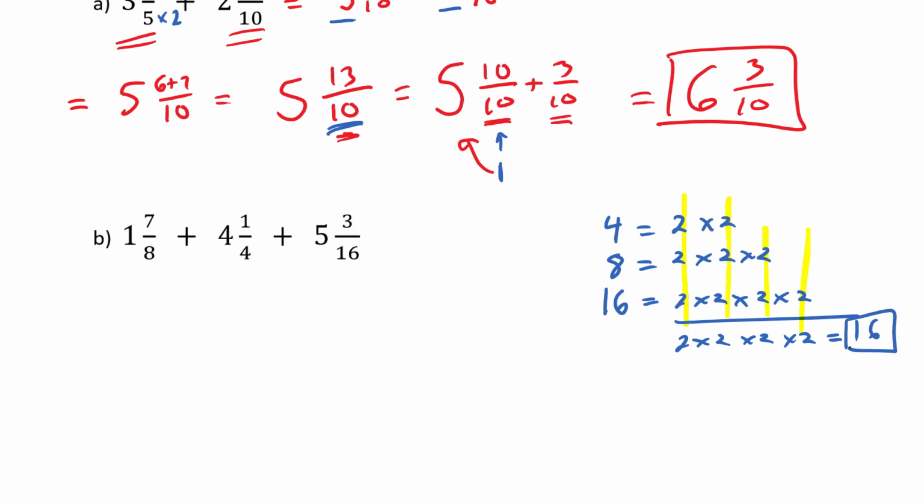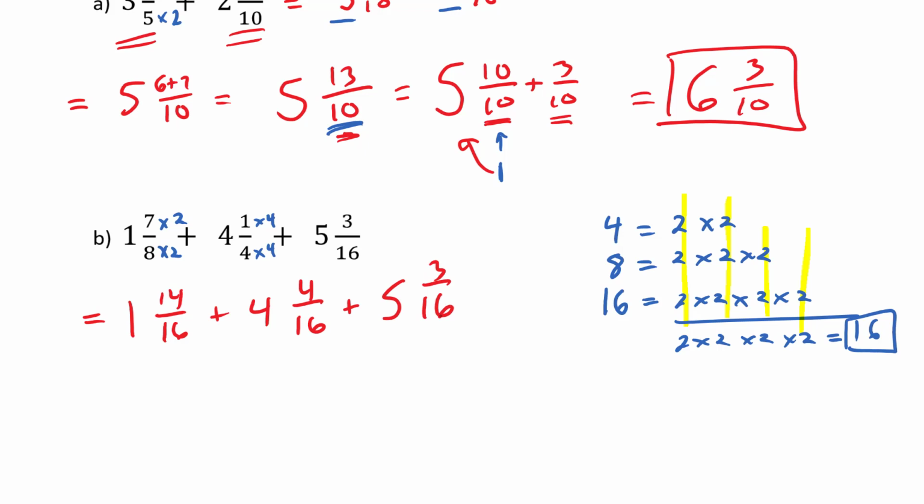I think we've done this one in a previous lecture. Let's convert all of the fractions so they have a denominator of 16. Multiply 4 by 4, multiply the top by 4, multiply 8 by 2. We must also multiply the 7 by 2 so we don't change the value of this particular number. Here we have 1 and 14 over 16, plus 4 and 4 over 16, plus 5 and 3 over 16.